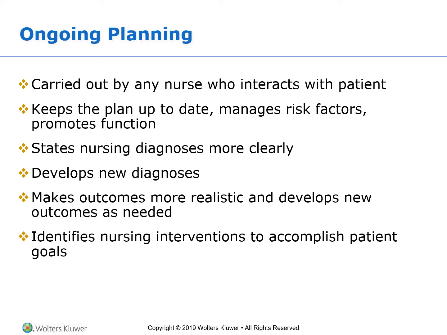The ongoing planning is done by any nurse who interacts with the patient. We keep the plan up to date, we manage risk factors, and we help promote the function of the patient. Remember, when the patient's in the hospital, one of our goals is to try to get the patient back to their previous level of functioning prior to admission. The ongoing planning helps us to make those diagnoses a little more clear. It helps us develop new diagnoses. It really helps us individualize that plan even more and make it more unique to the patient. It helps make outcomes more realistic and develops new outcomes and identifies nursing interventions to achieve those patient goals.